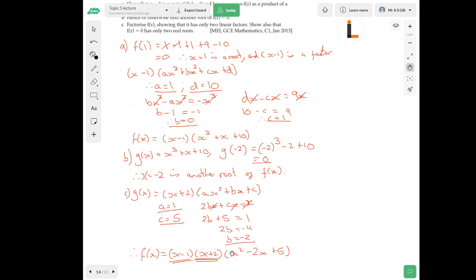So what we need to do is work out the discriminant of this quadratic bracket here and show that we don't end up with any real solutions for that particular bit, and therefore the only roots we have, real roots that we have, are the ones we've already found. So I'll leave you to go through and do that.